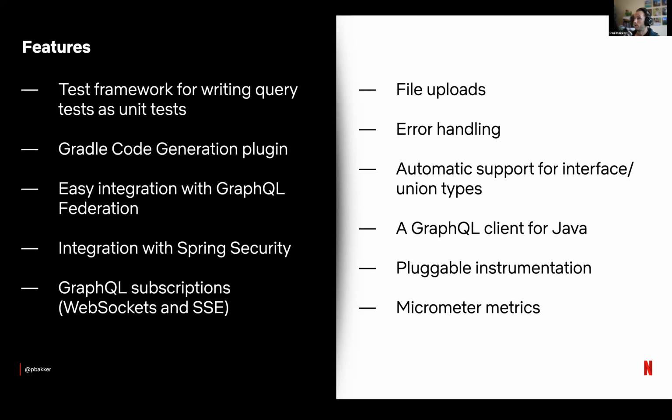The framework integrates with Spring Security, so you can just add an @Secured on your data fetcher. You get field level security or authz. We support subscriptions over WebSockets and server-sent events, file uploads, all sorts of error handling that you can add. Support for things like interfaces and unions in a very convenient way to write. Again, all annotation based. There's a GraphQL client for Java. There's lots of ways to plug in instrumentation for distributed tracing and all that. And very recently, just a few days ago, we had a release that also introduces Micrometer to the framework. We already used that internally at Netflix, but that's now also part of open source. So you get metrics for free, basically. And there's a lot more stuff to it. The framework is pretty much being extended all the time.